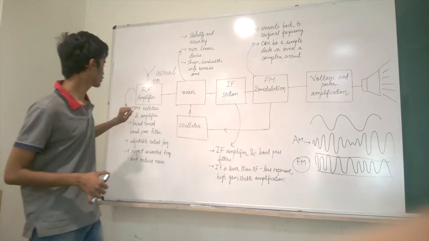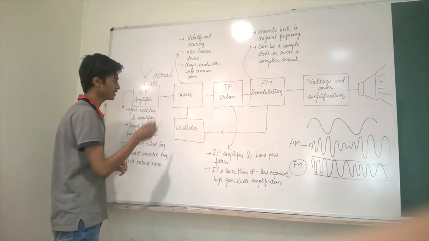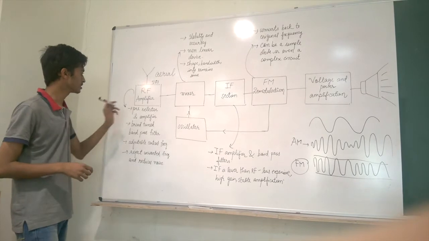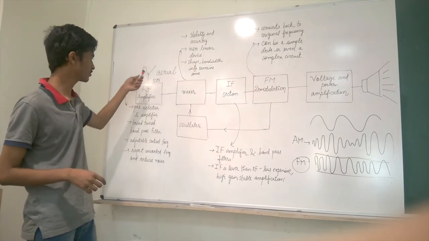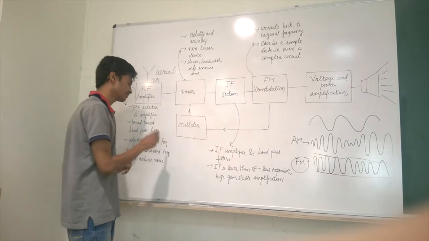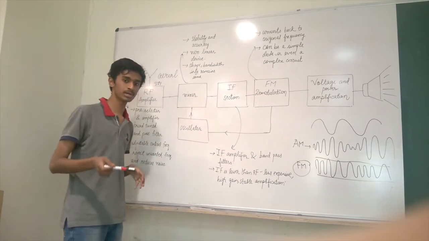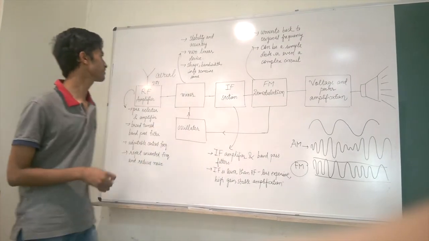The wave goes from the RF amplifier to the mixer. We have two types of signal that we receive in the mixer. One is from the oscillator and the other one is from the RF amplifier. The wave received from the RF amplifier is the original one that we received from the aerial, and the wave received from the oscillator is the manipulated one, which we can set according to our will to get the required wave in the IF section.